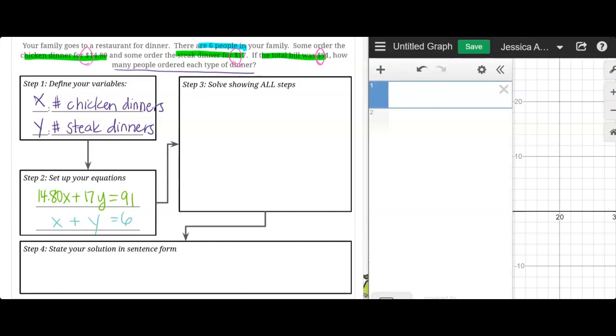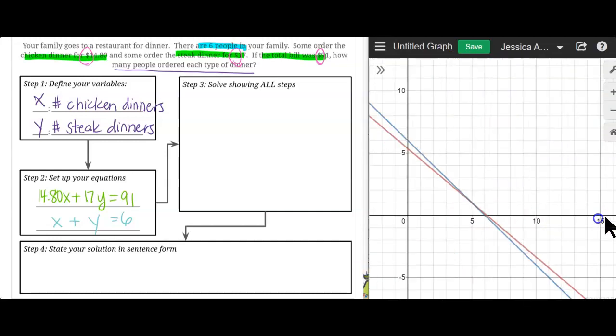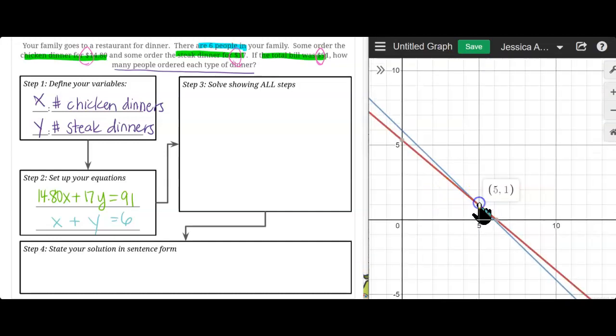Once again, we're going to plug these right into Desmos. So 14.80x plus 17y equals 91, and then x plus y is equal to 6. I can scroll around here. If I close that, scroll in and see that I intersect at 5, 1.